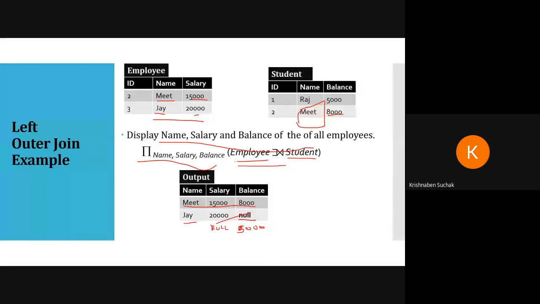Very good. Now I will ask you to unmute yourself. Only those students, unmute yourself. Vatsal, please unmute yourself. Yes, ma'am. So Vatsal, which query did we see today? How many queries did we do today?